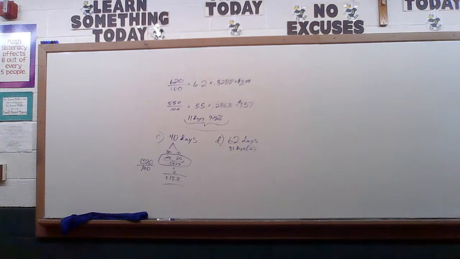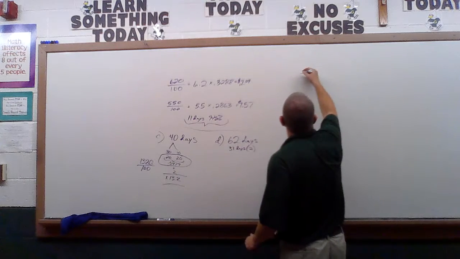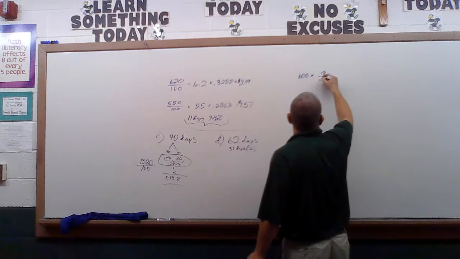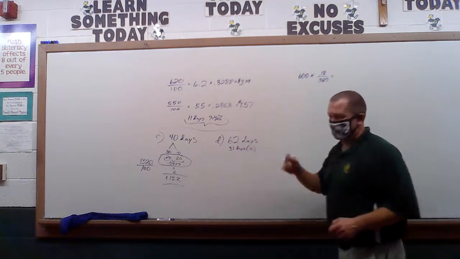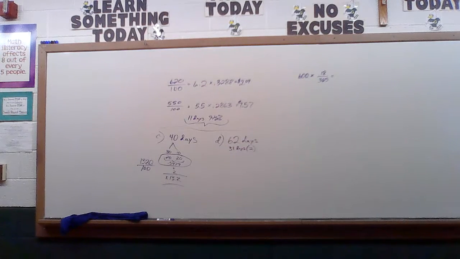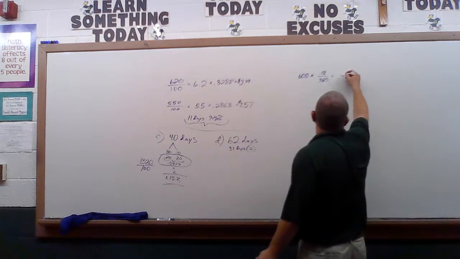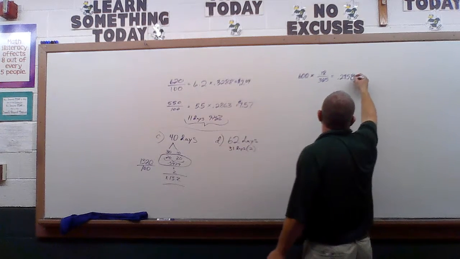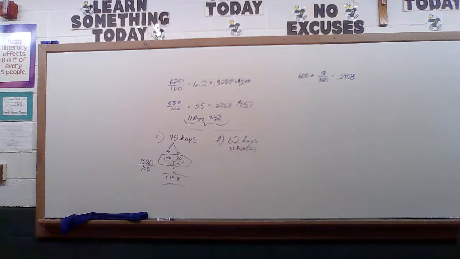So what are we going to do? 600 over 365 equals? I got 0.3. That's not right. Anybody else? Oh, 365. Oh, 0.29. I'm an idiot. Point 2.59.